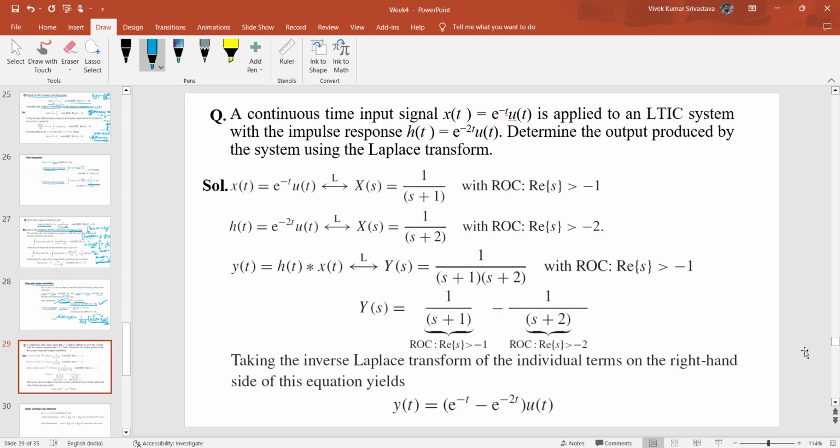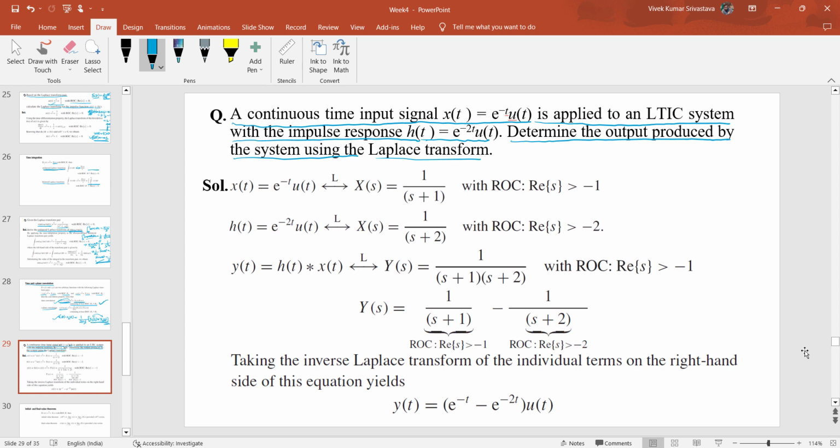So here is a problem which is based on time convolution. Okay, a continuous time input signal x of t is given to us, which is applied to a linear time invariant system with impulse response h of t equal to e raised to the power minus 2t into u of t. Now we have to determine the output produced by the system using the Laplace transform method.